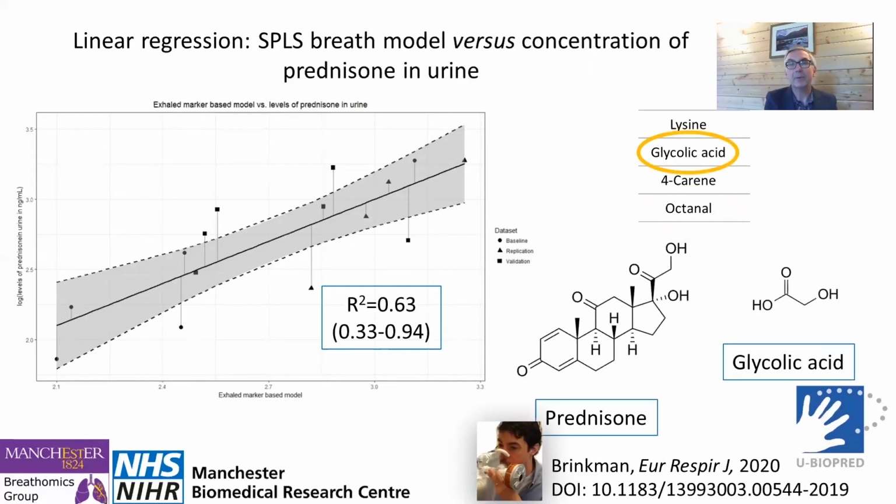The other marker that came up again was glycolic acid, which is interesting because structurally it looks like possibly it's related to the N-terminal of prednisone itself. So this may actually be a breakdown product of prednisone. Of course, this needs validating in a subsequent data set.